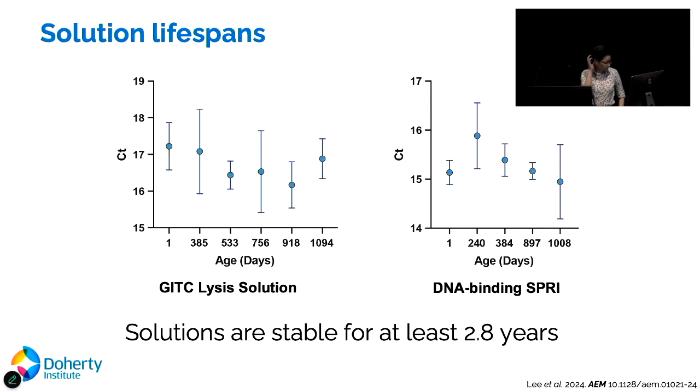Now, the last main thing I should mention is that the two main solutions used through these methods, in other words the GIT lysis solution as well as the spry beads, we did interval testing on them, and they were both demonstrated to be stable for at least 2.8 years. So I think you can make large batches of these and continue using them over time. You don't need to make things up freshly each time.